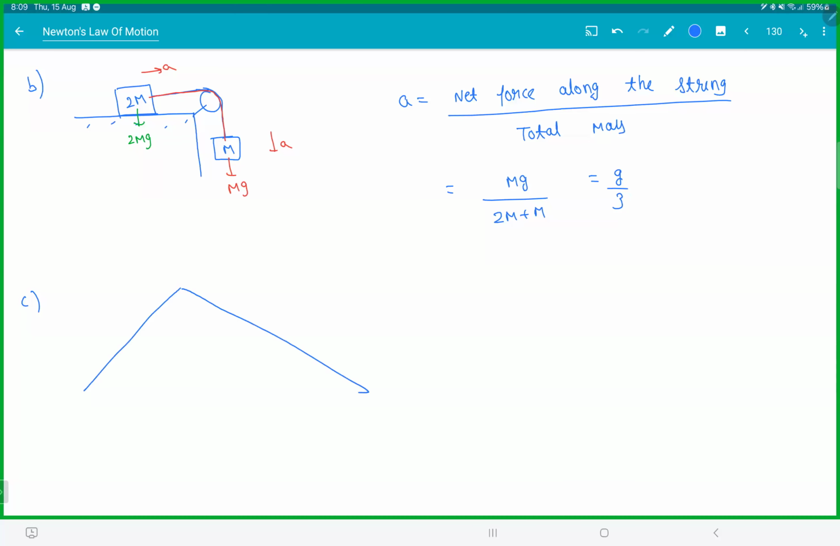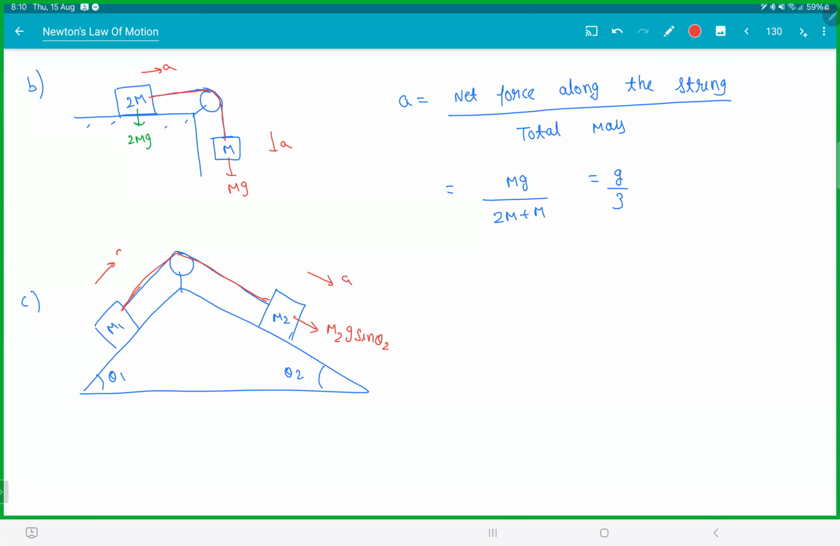Suppose you have something like this. Theta 1, theta 2, m1, M2. Again, the idea is the same. So this is the string, isn't it? So you should take everything in this direction. What are the forces? M2 g sine theta 2, the sine component. I'll assume this guy is bigger, so I'll put A down. So this has to go A up and this has to be M1G sine theta 1.